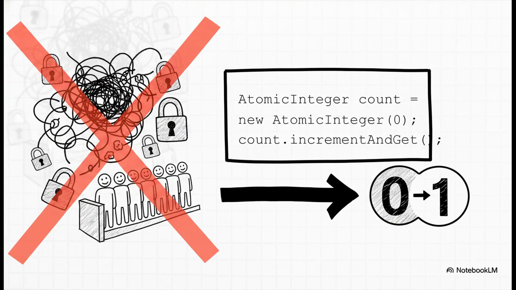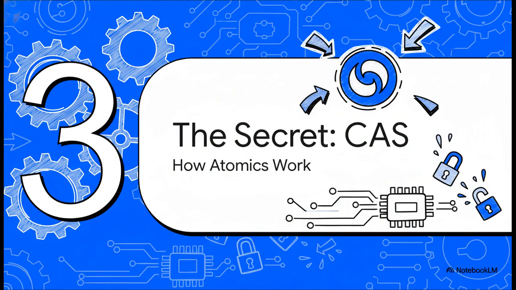And just look at how clean the code is. You just create a new atomic integer, and then you call a method like incrementAndGet. And that's it. That one little method call is guaranteed to be thread safe. There's no bulky synchronized block, no extra boilerplate, just a simple, direct, atomic operation. It's beautiful. So you're probably wondering, how in the world does Java pull this off without using locks?